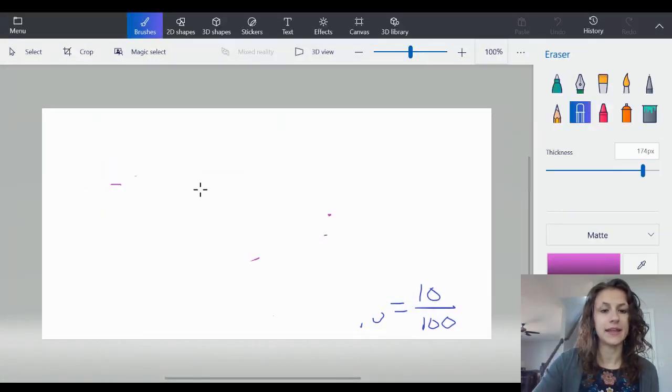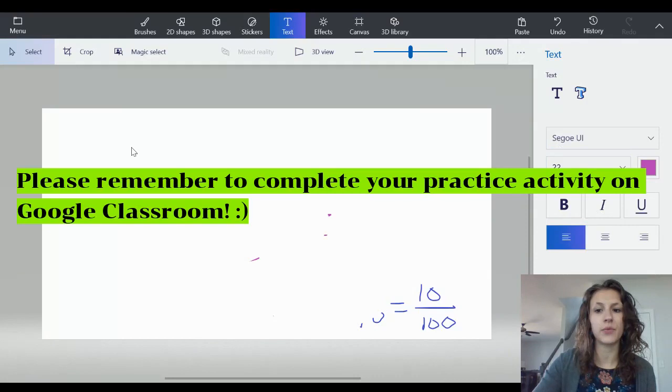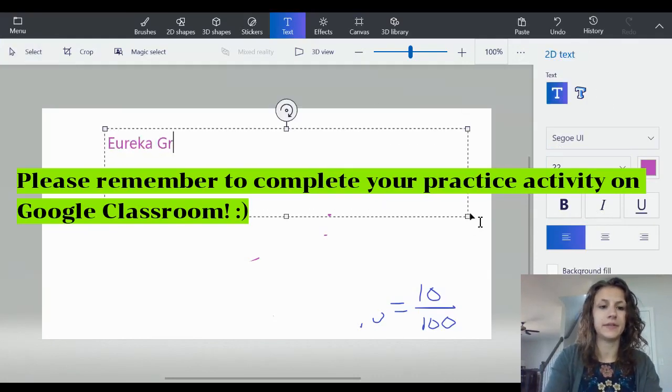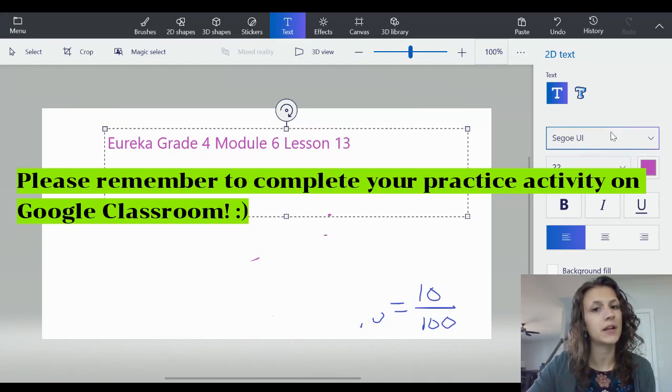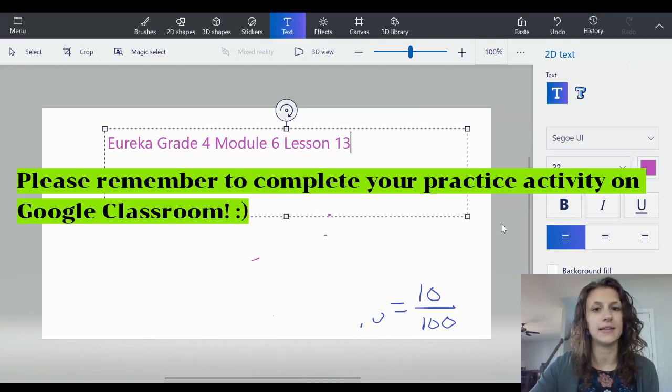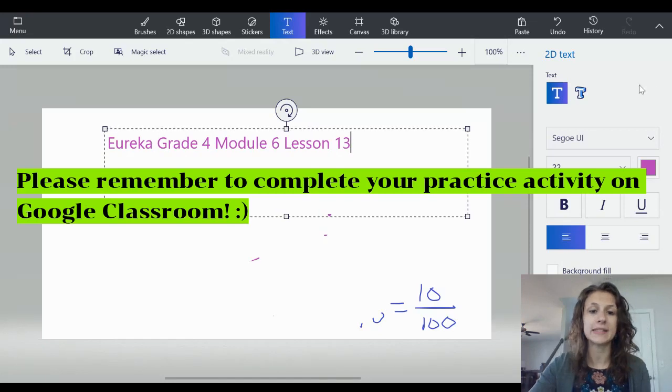All right, so again, this was a review of the material that is present in Eureka Grade 4, Module 6, Lesson 13, or specifically what we as a community went over on April 23rd. I hope that this was helpful and that this helps you complete your practice activity.